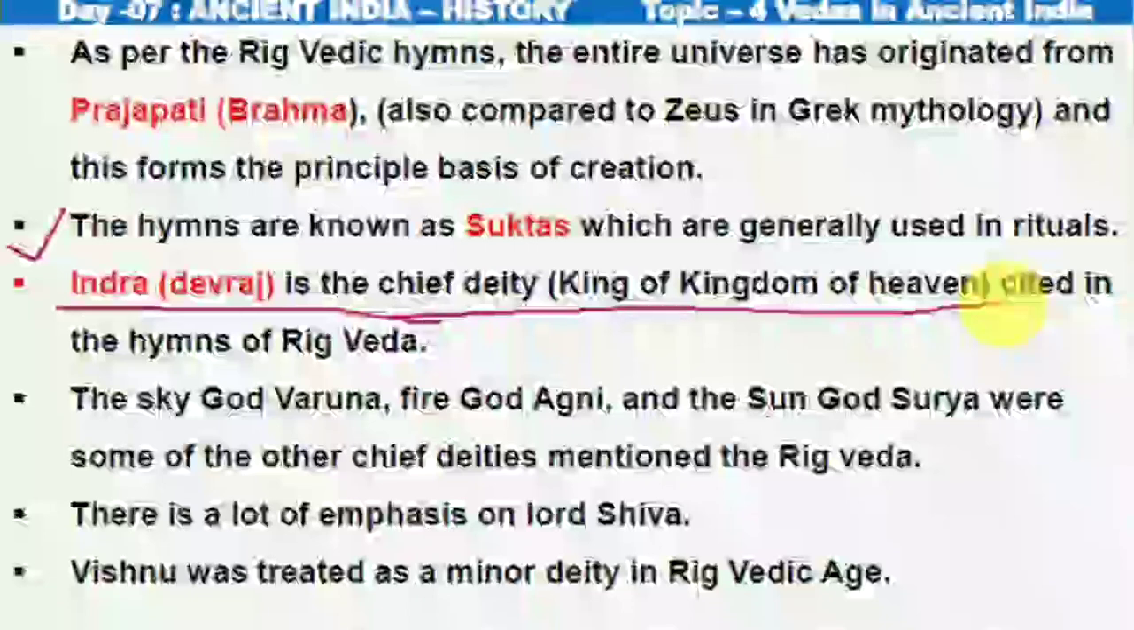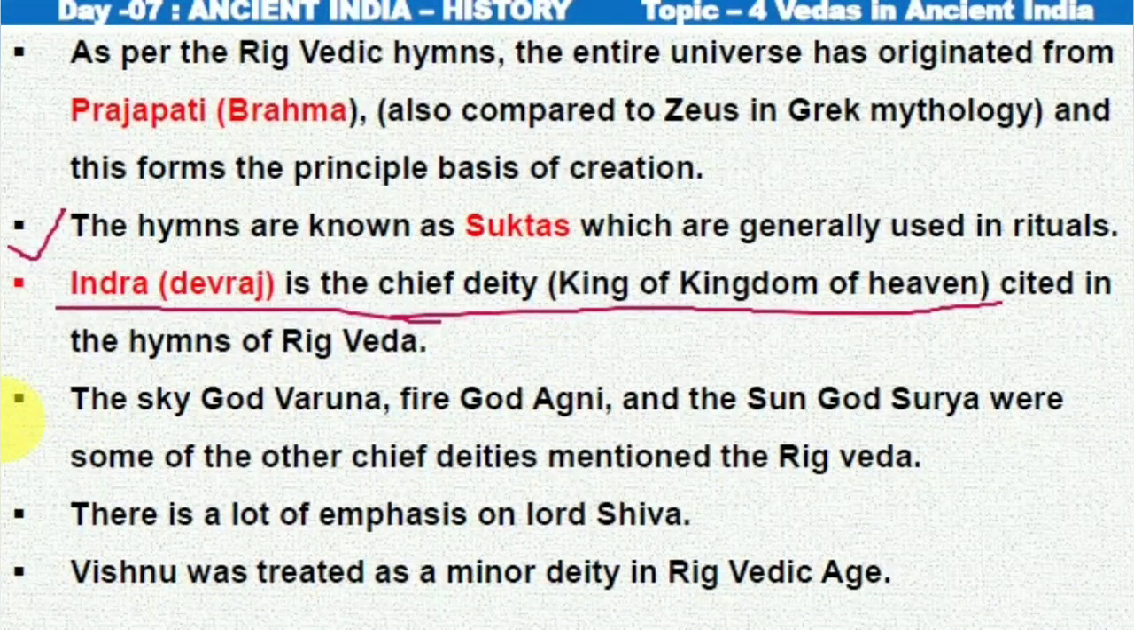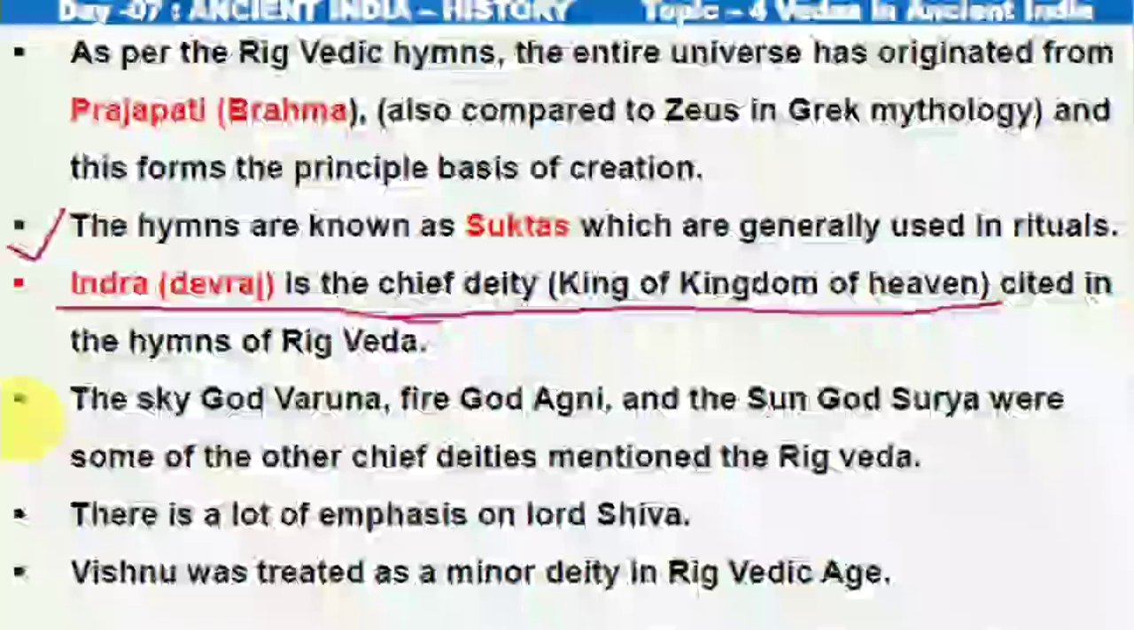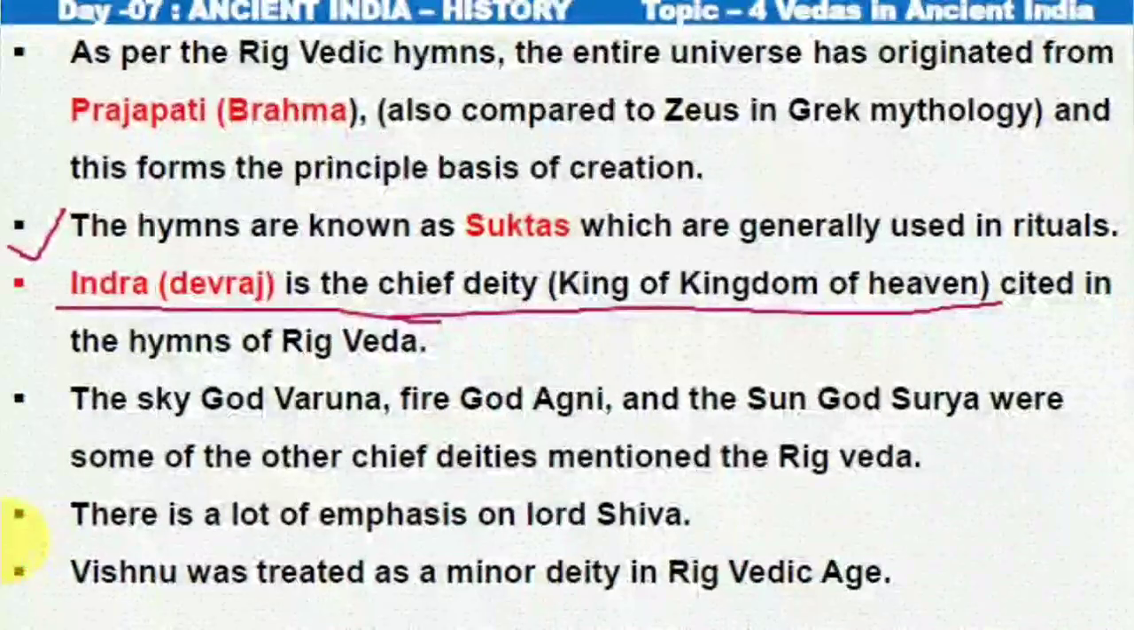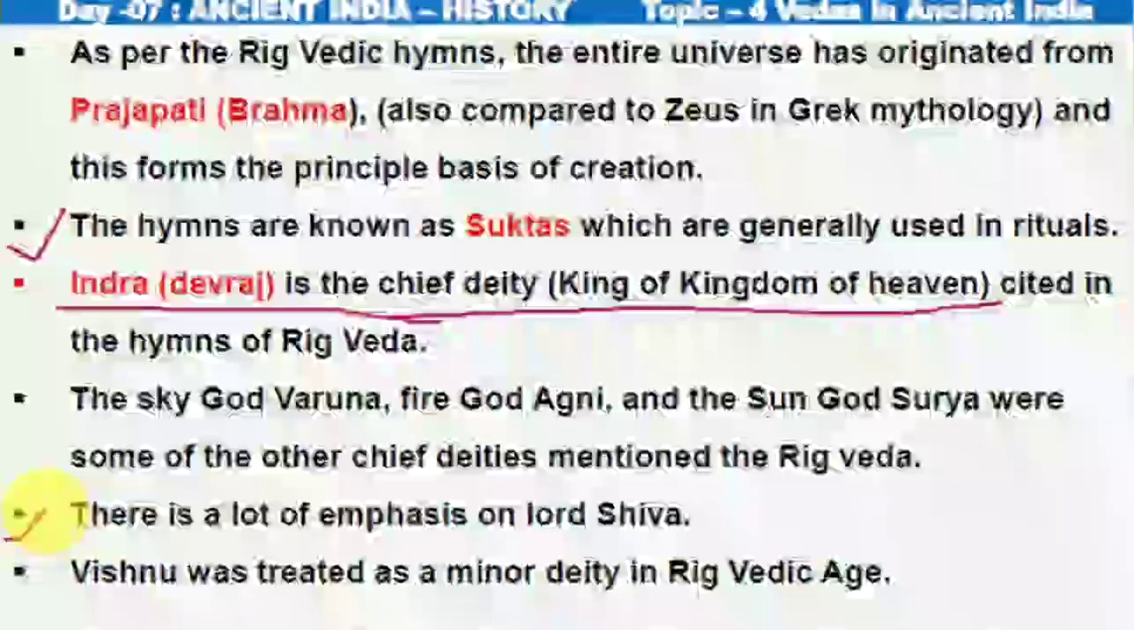The sky god is known as Varuna, the fire god is Agni, and the sun god Surya were some of the other chief deities mentioned in the Rig Veda. There is a lot of emphasis on Lord Shiva in the Rig Veda. It is very important from the exam point of view.